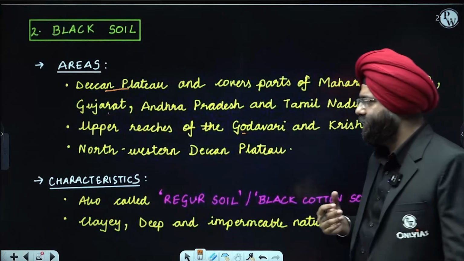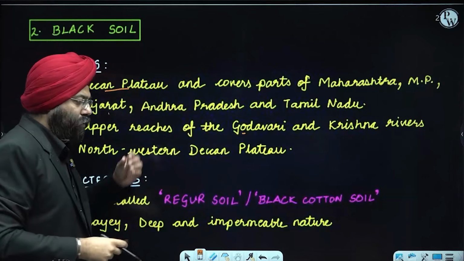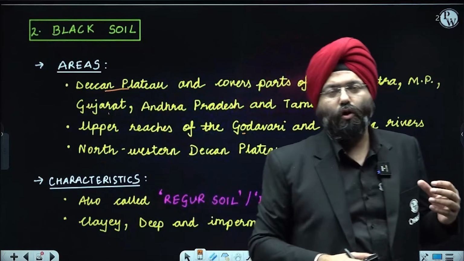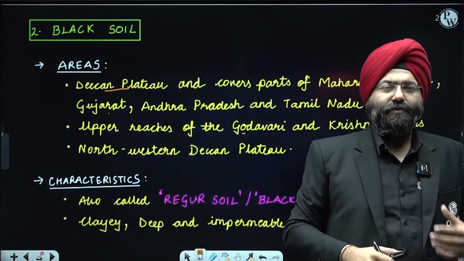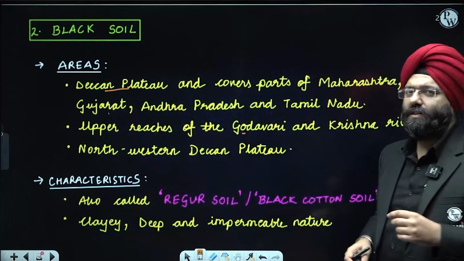If I look at the characteristics, it is called Regur soil or the black cotton soil because the conditions that are present here are very suitable for the growth of cotton. That is why cotton is grown to a large extent, widely grown, in these regions.